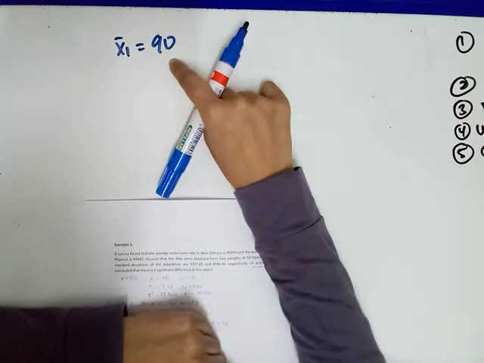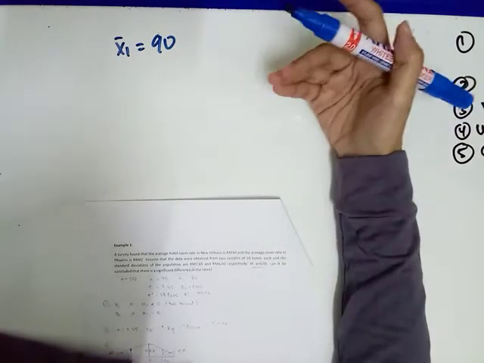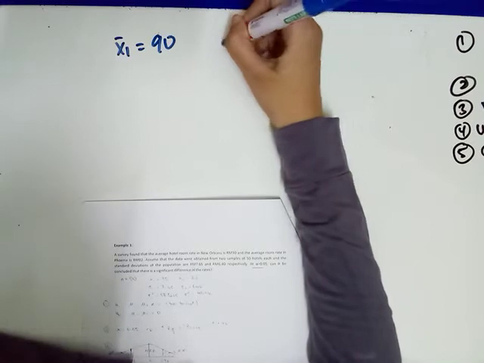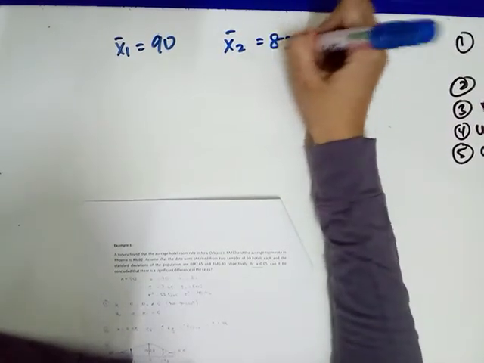Okay, sample mean 1 is 90. Okay, this is the first data. And then dia bagi tahu the average room rate in Phoenix is 82. Then it is the second data. Sample mean 2 is 82.